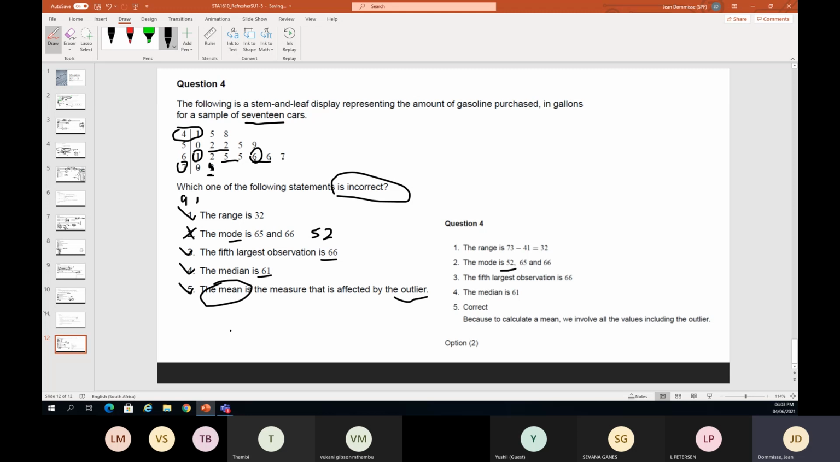Okay, so that is looking at the stem and leaf, asking a few of the basic mean, median, and mode questions, but also throwing in a bit of theory as well. Okay, are you guys happy with this one as well? Yes, thank you. Okay. Yes, we are.